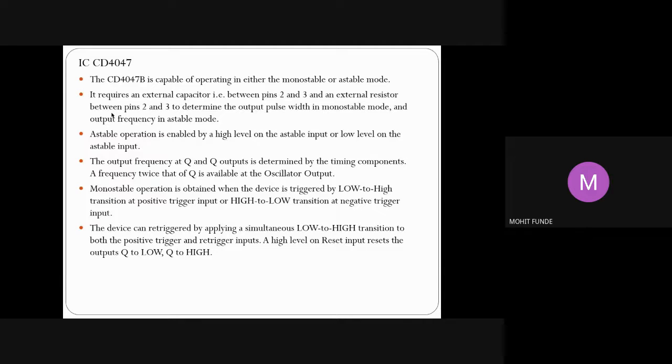Now the IC CD4047 we have used in our project. The IC CD4047 is a low-power CMOS logic-based multivibrator circuit IC. It can operate either in the monostable or astable mode. It has a voltage range of 3 volt to 50 volt.